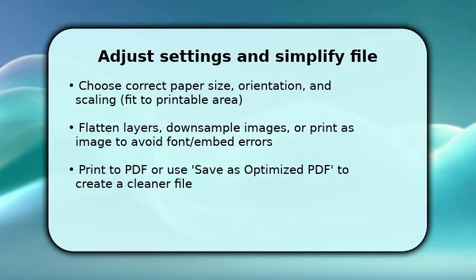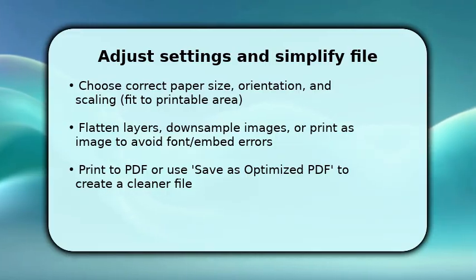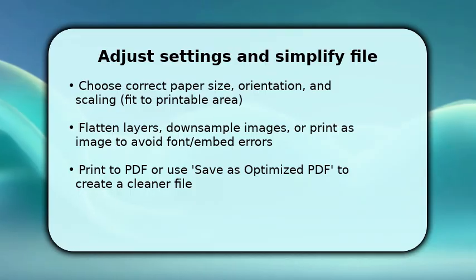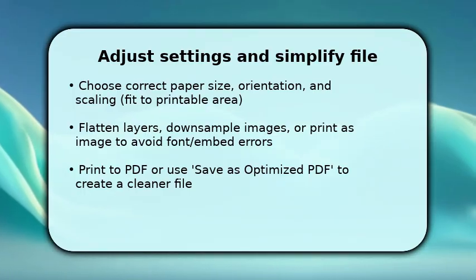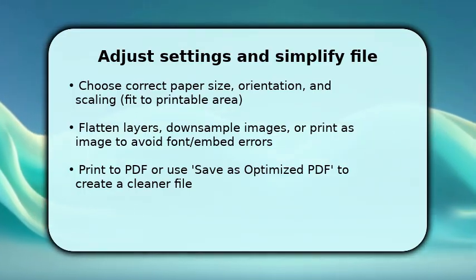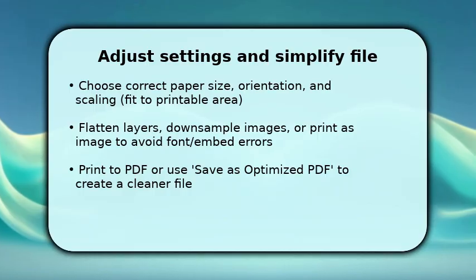If fonts or transparency cause errors, flatten layers or export as a simpler PDF, or use the print as image option, which rasterizes content. Alternatively, print to PDF or save as optimized PDF to create a clean copy. This often fixes corruption and makes downstream printing reliable.